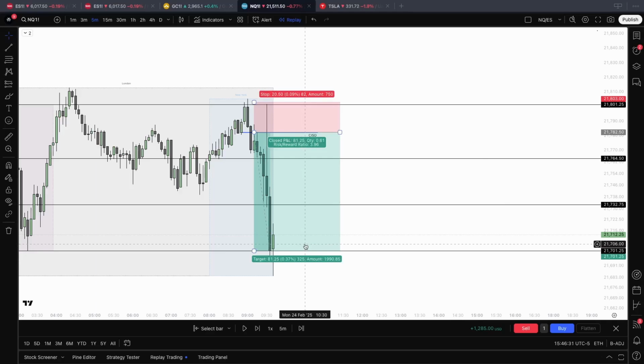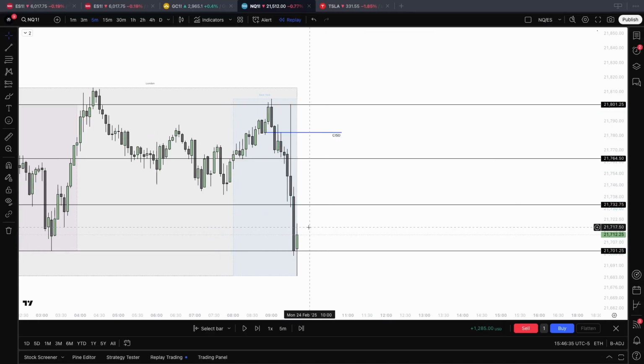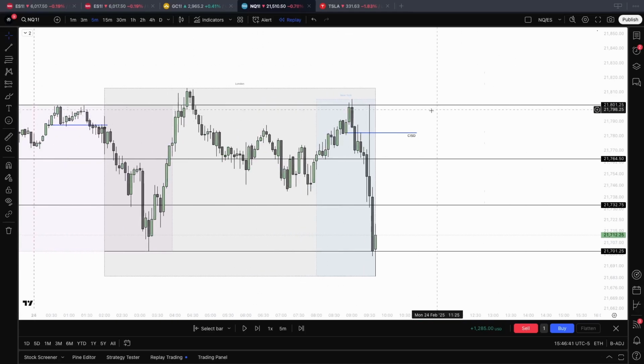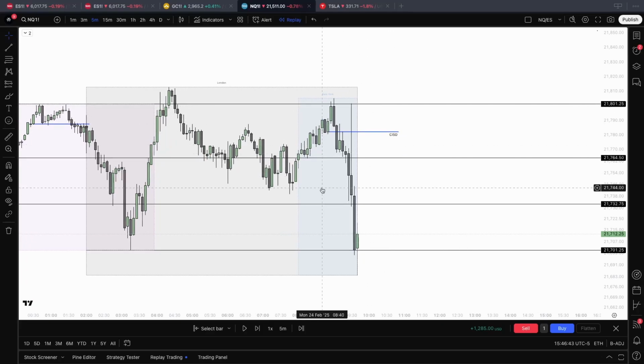So that's once again 2 Nasdaq trades I'd taken within the past 24 hours. That was Asia high sweeps, and then also these Asia high sweeps of liquidity here at 21,801. So that recaps the 2 Nasdaq trades I'd taken.